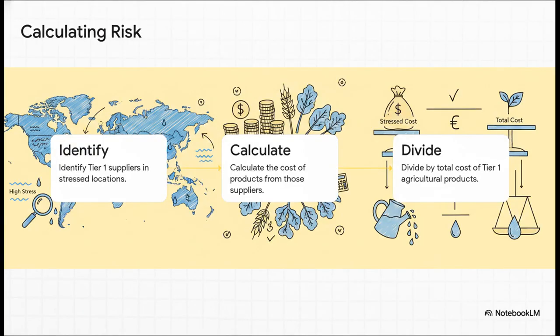It turns into this really fascinating 3-step calculation to find the exact percentage of products sourced from stressed regions. First, you map your Tier 1 suppliers against that WRI Aqueduct tool. Second, you take the actual monetary cost of the products purchased from those high or extremely high stress regions. And third, you divide that by the total cost of all Tier 1 agricultural products. Notice that this is entirely based on cost, not volume. It literally reveals exactly how much of a company's purchasing power is directly tied to water scarcity.